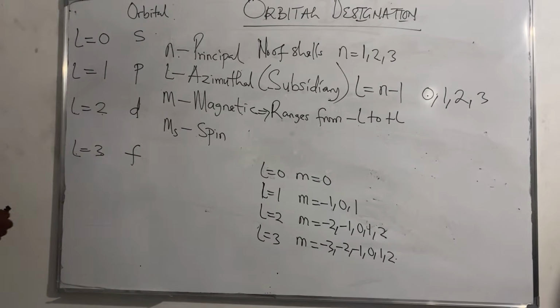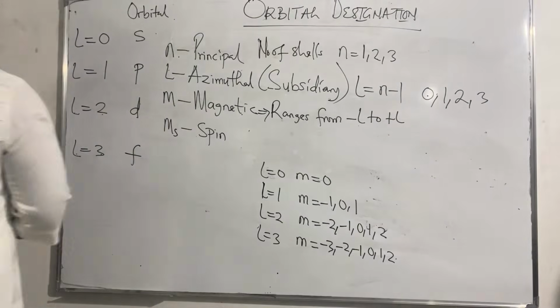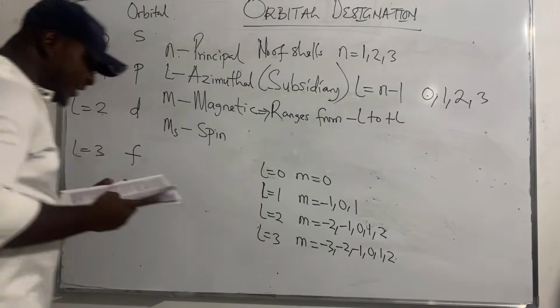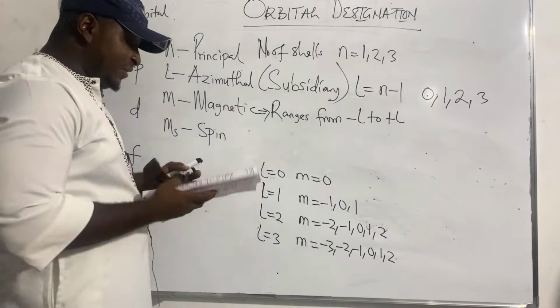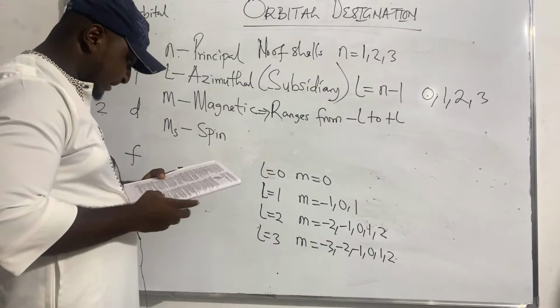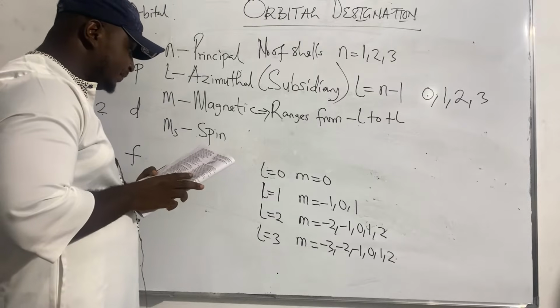Please take note, because you could be asked in the exam. I'll give you questions, don't worry, you will see. That was the orbital designation. When they ask you to find orbital designation, and they give you some set of what? Quantum numbers. What will you do? I'll give you questions so you see.